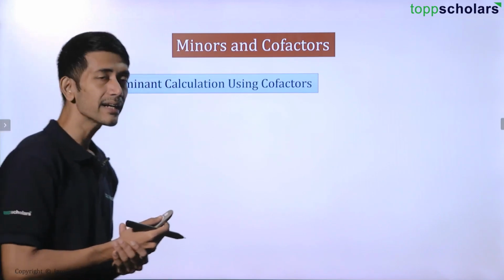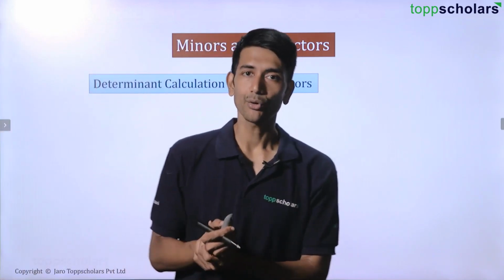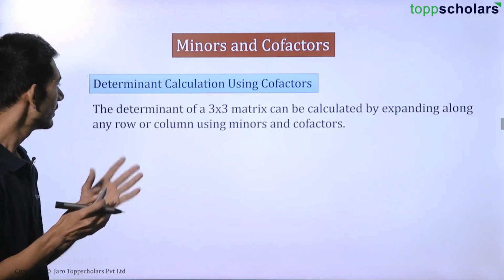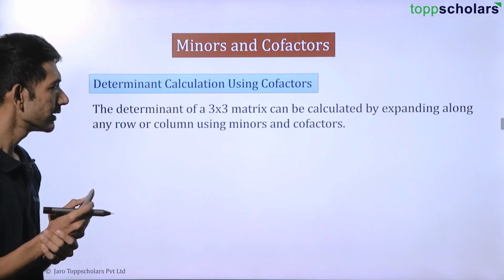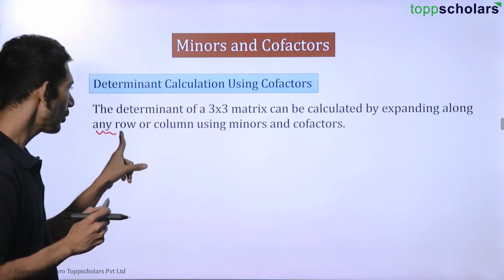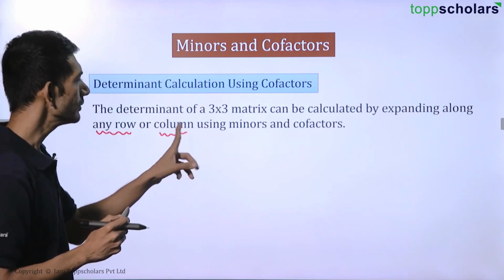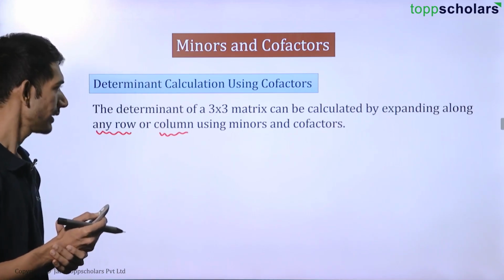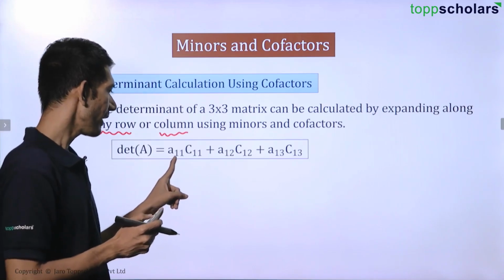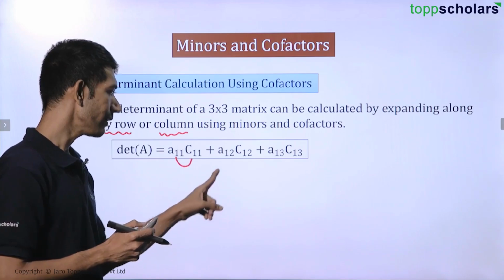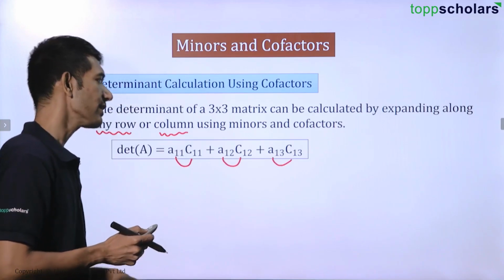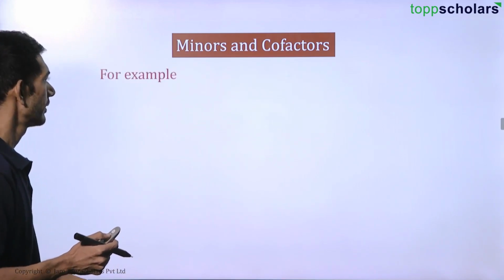Now we will see how to find the determinant using cofactors. We are going to find the determinant with the help of cofactors. The determinant of a 3 by 3 matrix can be calculated by expanding along any row or any column using minors and cofactors. Let us see how. So the determinant of A is given by A11 times C11, plus A12 times C12, plus A13 times C13. Let us see an example.